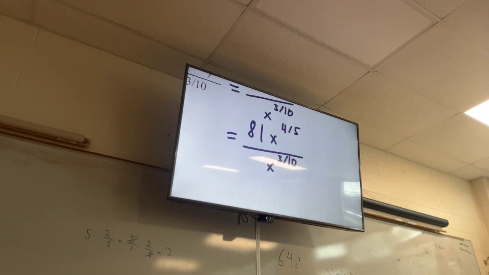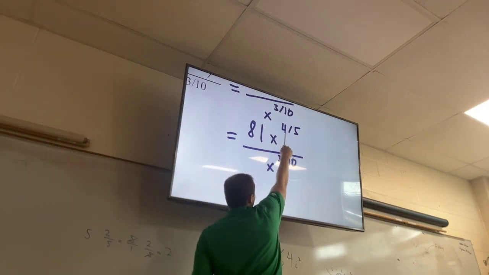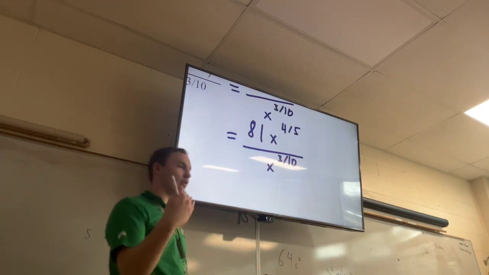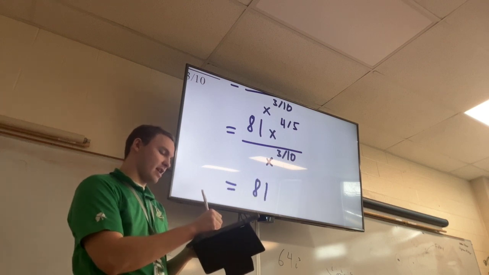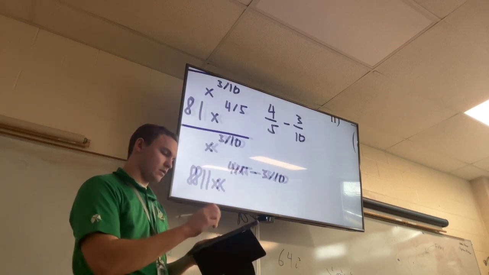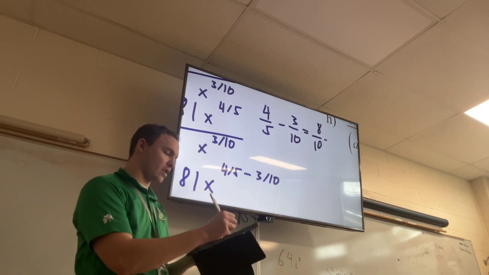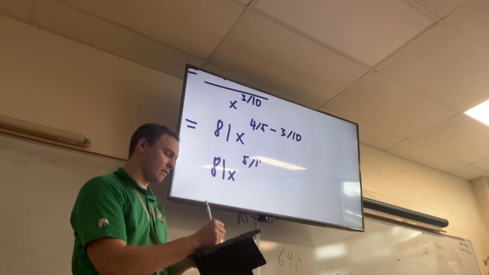Okay, and what do I want to do last? Yeah. So remember, the 4/5 exponent only applies to the x because we're missing parentheses. All right? So it's going to be 81 x to the 4/5 minus 3/10. What's 4/5 minus 3/10? It's going to be 8 over 10 minus 3 over 10. So it's going to be 81x to the 5/10 or 81x to the 1/2.